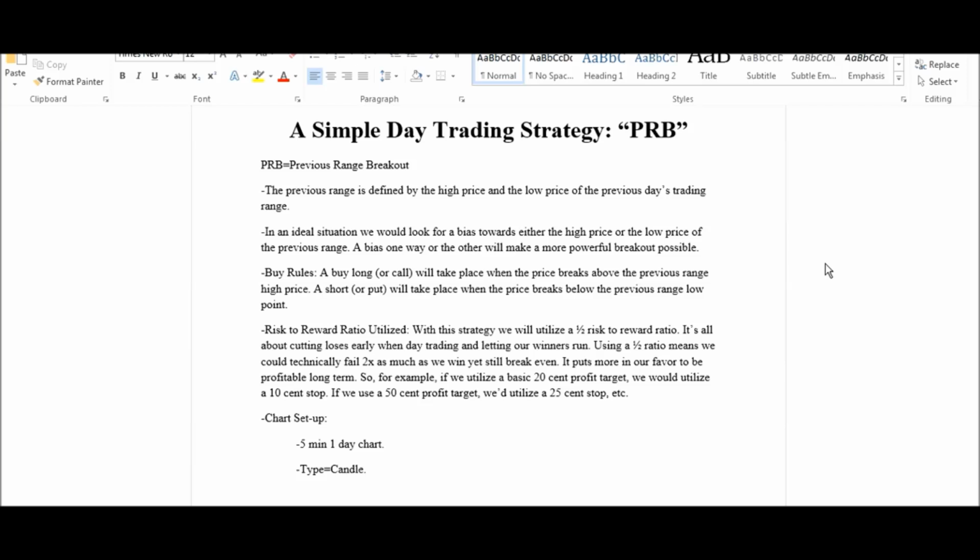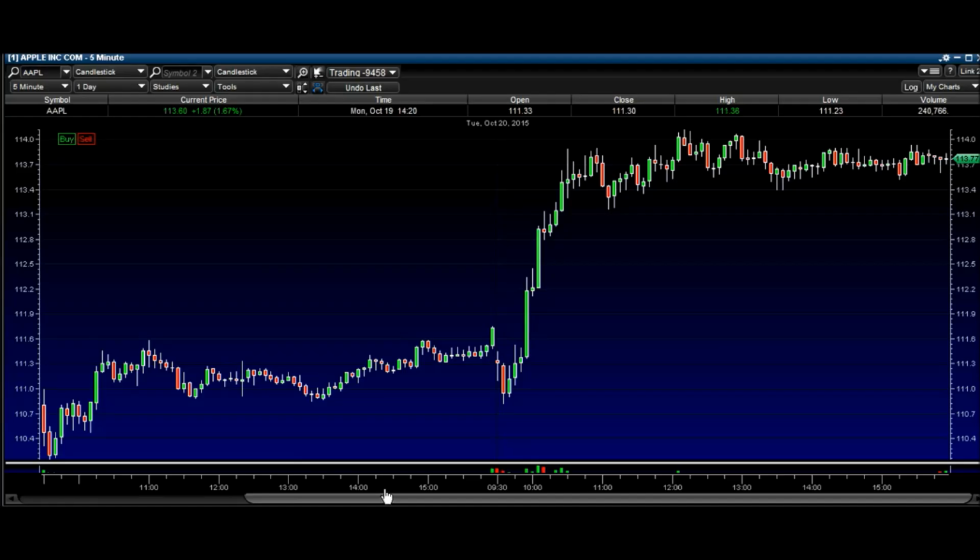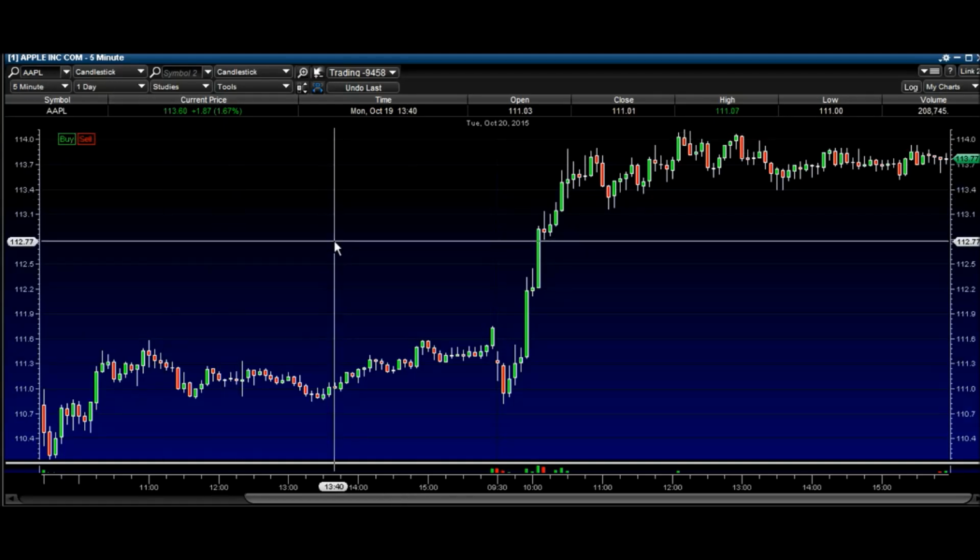So the basic chart setup, we're using a 5-minute, 1-day chart, and we're using candlesticks. So let's go ahead and jump right into it. I have E-Trade pulled up here. We have a basic Apple chart, 5-minute, 1-day, set to the candlestick setting.